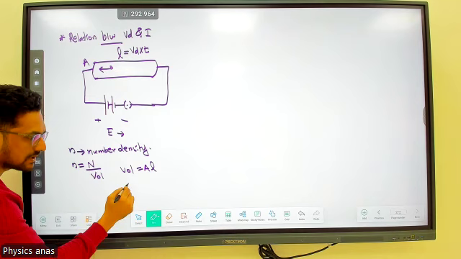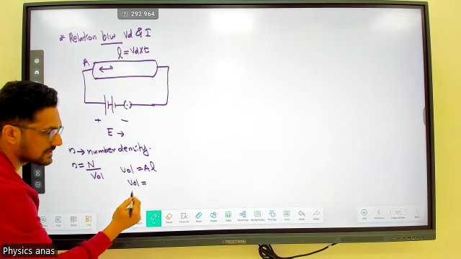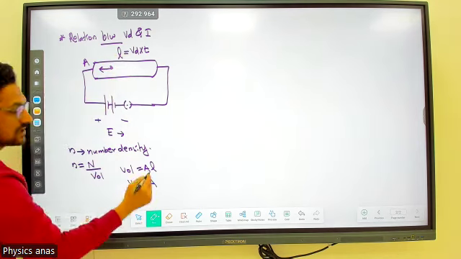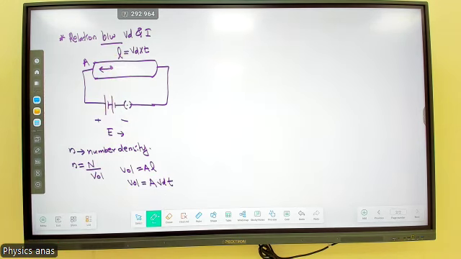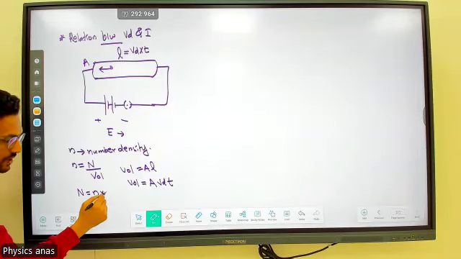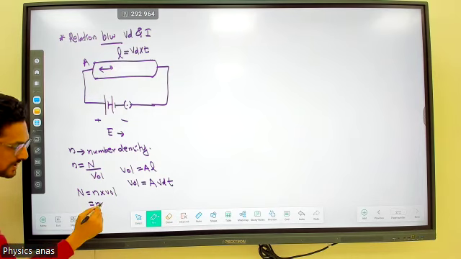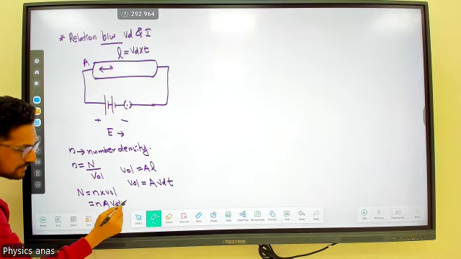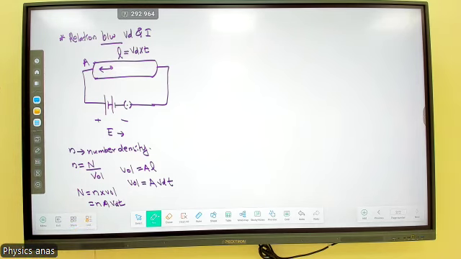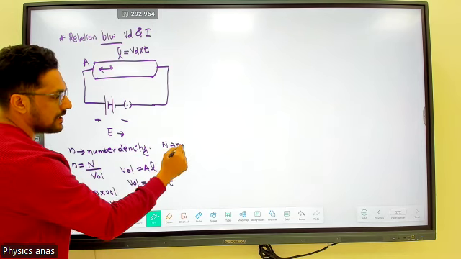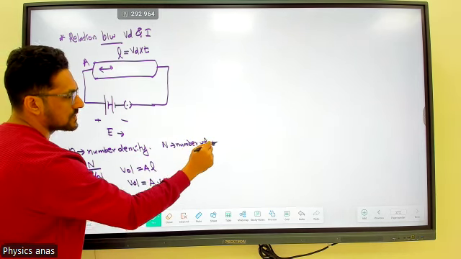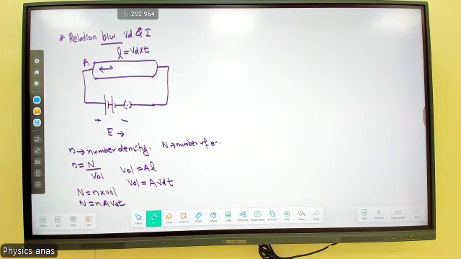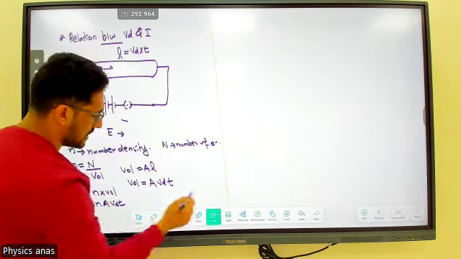If volume is area into length, then what is the length? Length is VD T. So capital N is equal to small n into volume, which is n into A into VD into T. Clear? What is capital N? Capital N is the number of electrons.